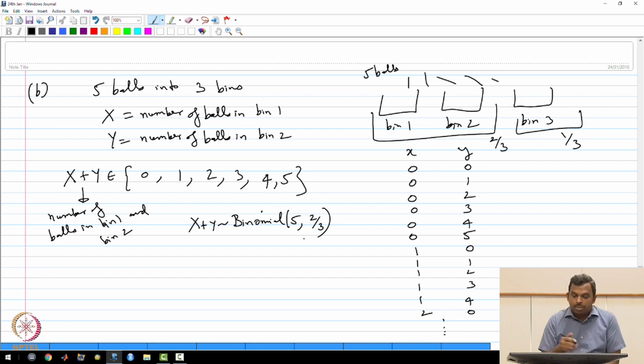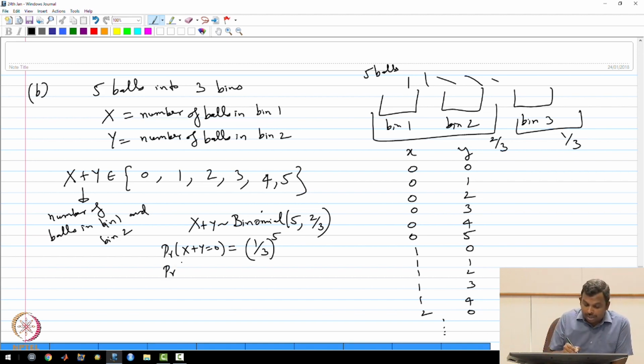Okay. So you can compute probabilities quite easily. So what's the probability that x plus y is 0? No ball lands in bin 1 or bin 2. So that's going to be 1 by 3 power 5. So that's the binomial calculation here. So what's the probability that x plus y is 5? All the balls land here. So that's going to be 2 by 3 power 5. Okay.